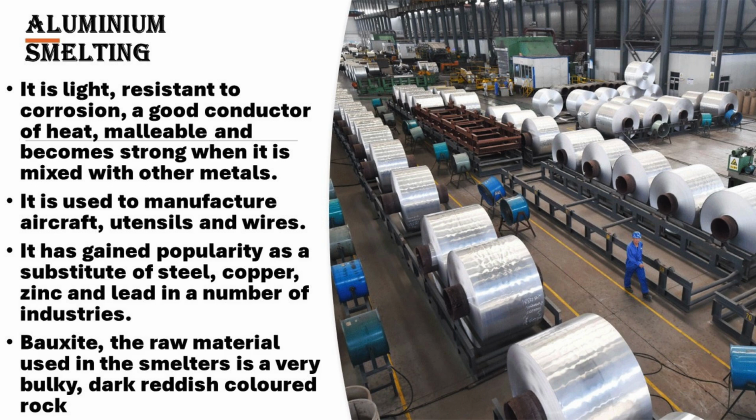The next industry is the aluminium smelting industry. It is light, corrosion resistant, and a good conductor of heat and electricity, making it very useful in aircraft, automobiles, and electrical industries. The basic raw material used in the aluminium smelting industry is bauxite, from which alumina and then aluminium are extracted. Okay, the process actually needs huge amounts of electricity, so plants are often located near hydroelectric power stations. India is a major exporter of aluminum products.